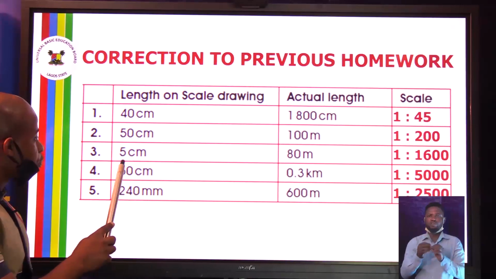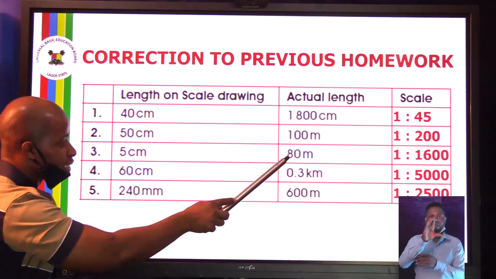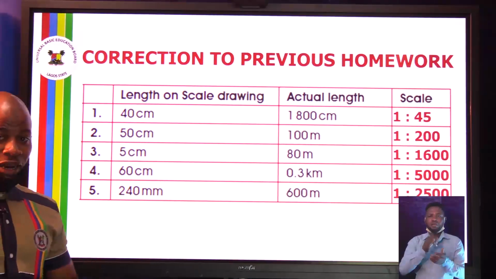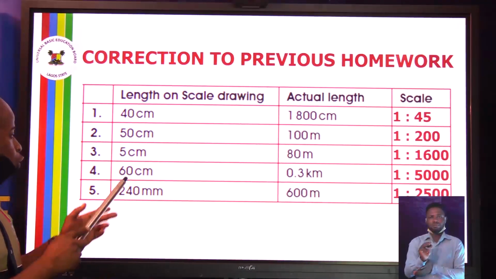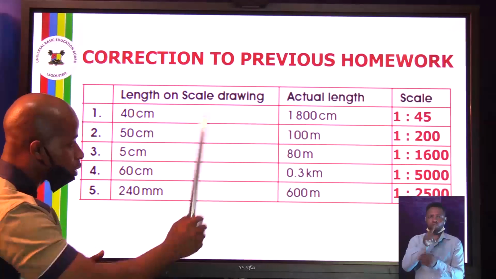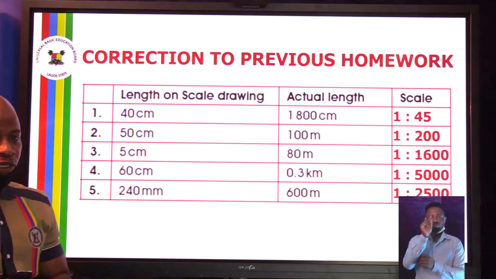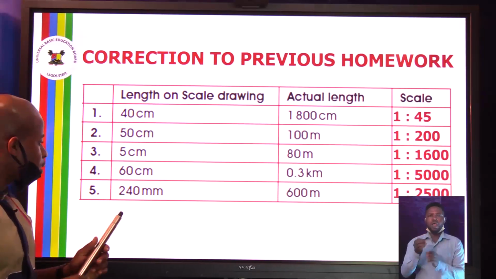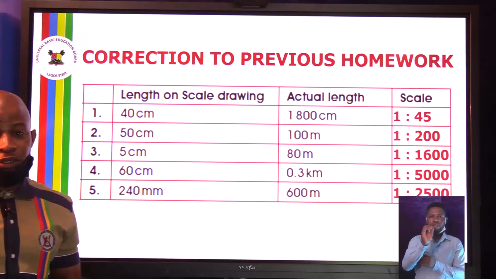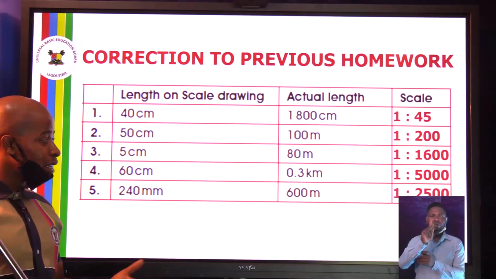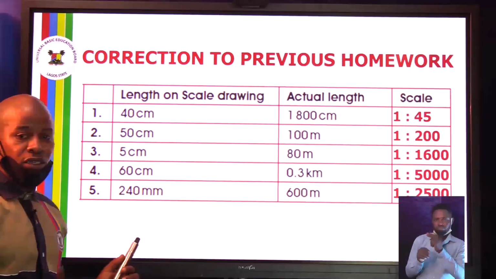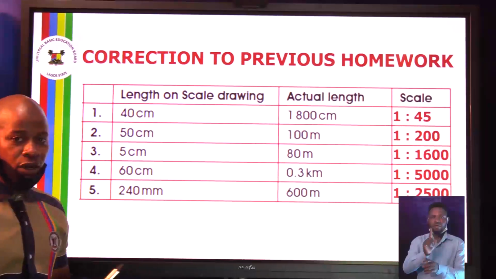Now, number 3 says compare 5 centimeters to 80 meters. First, we change 80 meters to centimeters, and that is 8,000 centimeters. Now, when you compare 5 centimeters to 8,000 centimeters and reduce to the lowest terms, you will get 1 to 1,600. Number 4 says compare 60 centimeters to 0.3 kilometers. 0.3 kilometers, that is 300,000 centimeters. And when you reduce that to the lowest term, you get 1 to 5,000.